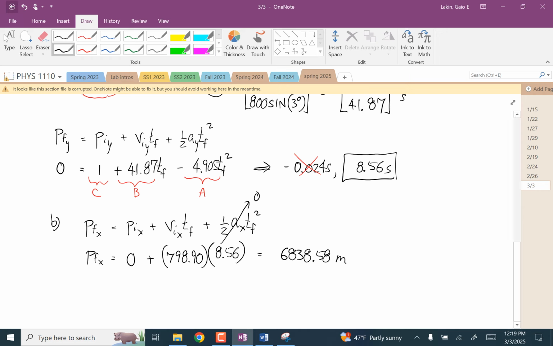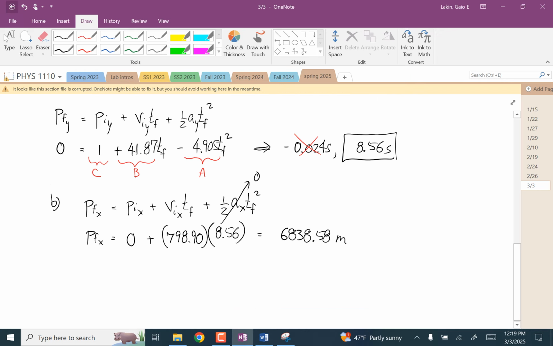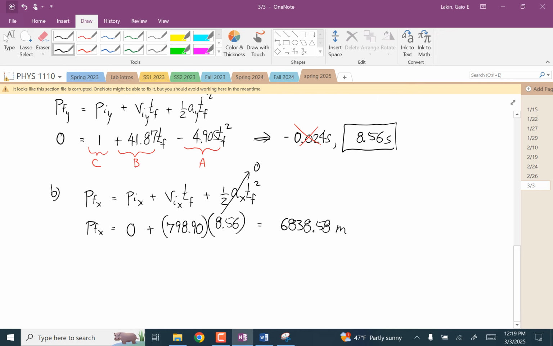If it was just launched horizontally from a height of a meter, what you would get is 800 times the amount of time before it hits the ground. So it would only be 361.2 meters. So that's a pretty significant difference. Any questions about that one?